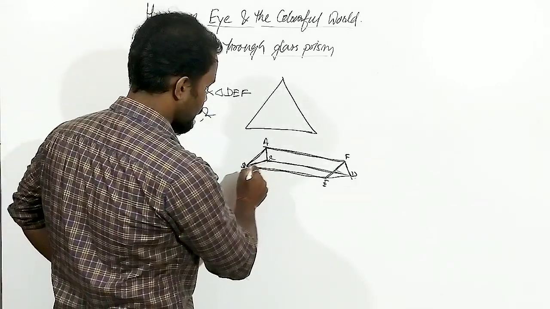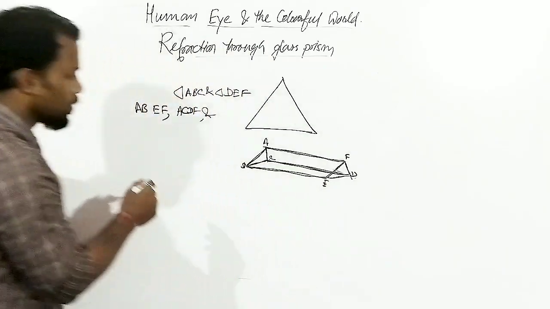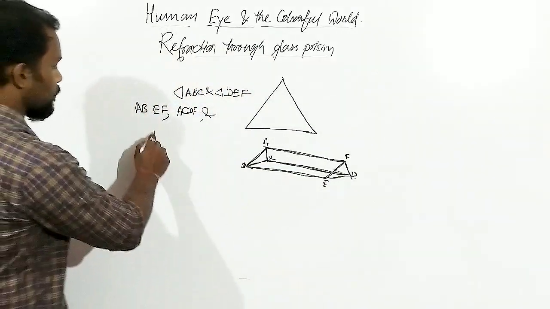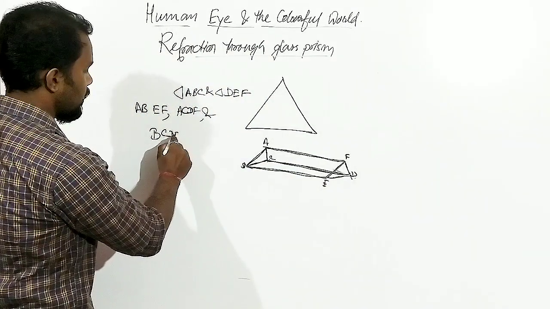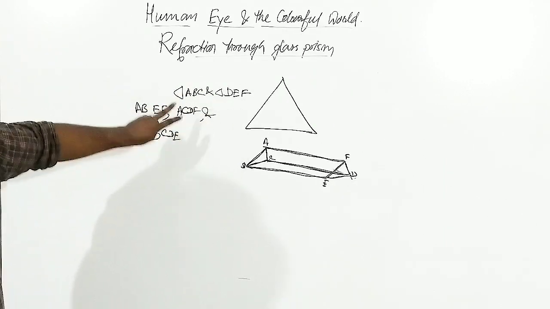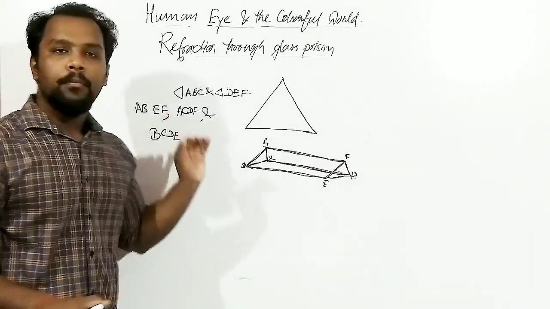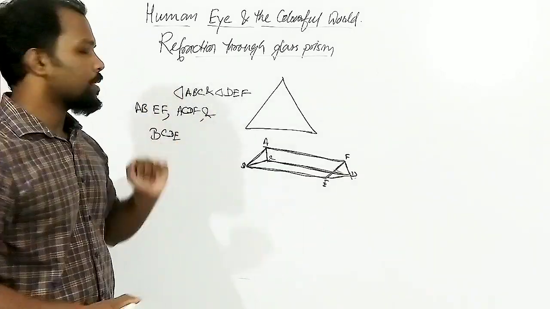The base one. This is the base, right, of the prism. Okay, that is nothing but what? BCDE, right? BCDE. These two are the what? Triangular faces of the prism, and these three are the what? Rectangular faces of the prism. Okay, simple fact. These are the main faces of the prism.